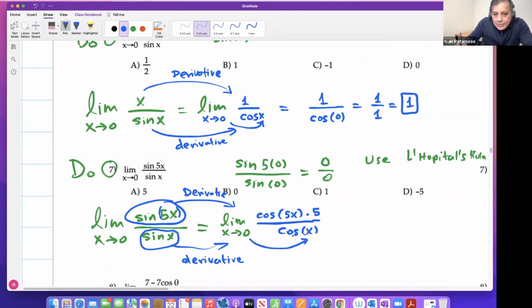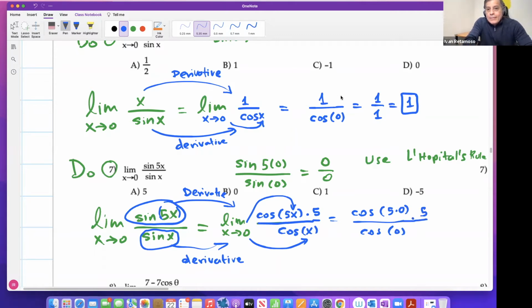Now, try the substitution again. We're going to get cosine of 5 times 0, but don't forget there is a 5 there, times 5. Yeah, and that will leave its mark there. Now, Gonja, very good. Excellent. Now it's correct, right? Very good. Yeah, excellent, guys.